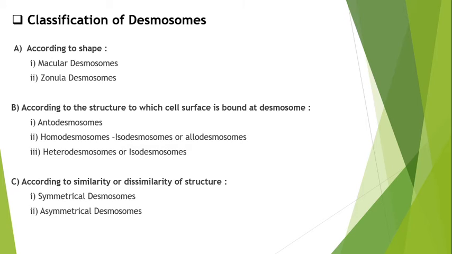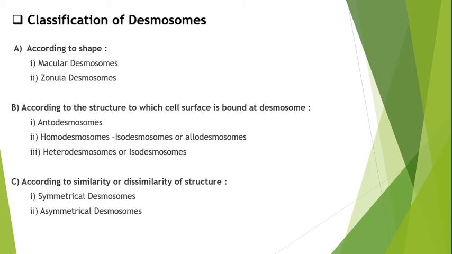Those which bind an area of the cell surface to some non-cellular structure, not a cell structure, are the heterodesmosomes. Hetero means different. Please correct here: not iso, here it is the hemidesmosomes in the third.